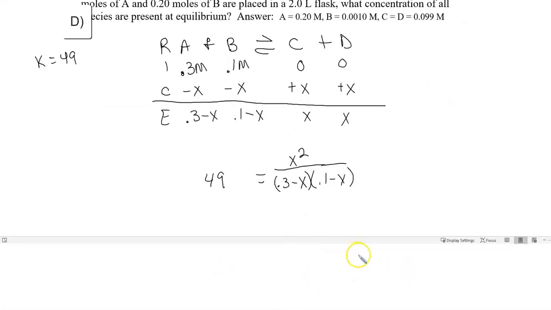Okay, the way you do this, you can't take the square root of both sides because they're not perfect squares. So the real way you do this particular problem, and there are some that are going to be like this, is that we can't get rid of the minus X's, because with a K of 49 that's definitely not smaller than 1 times 10 to the negative fifth. So we use the quadratic equation. I'm going to teach you how to use the solver in your calculator.